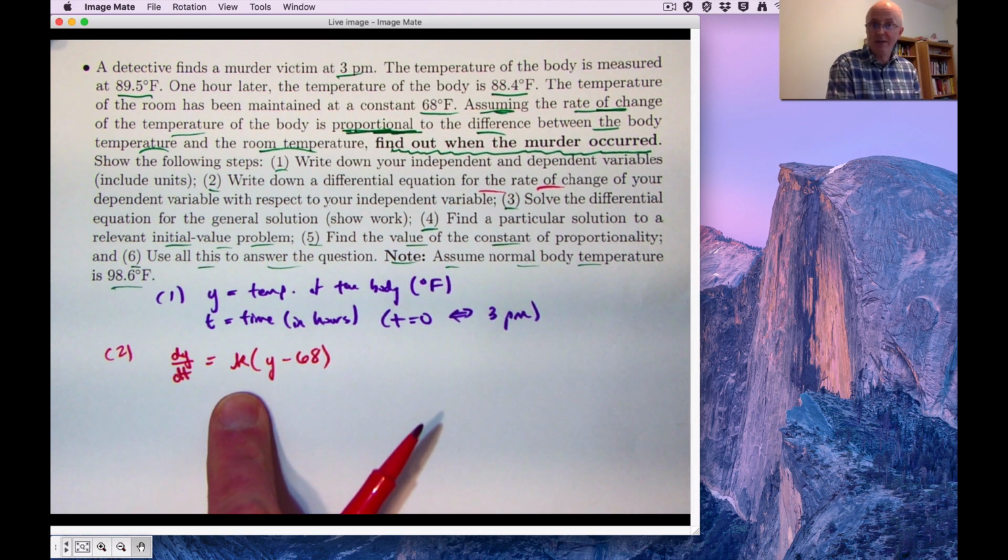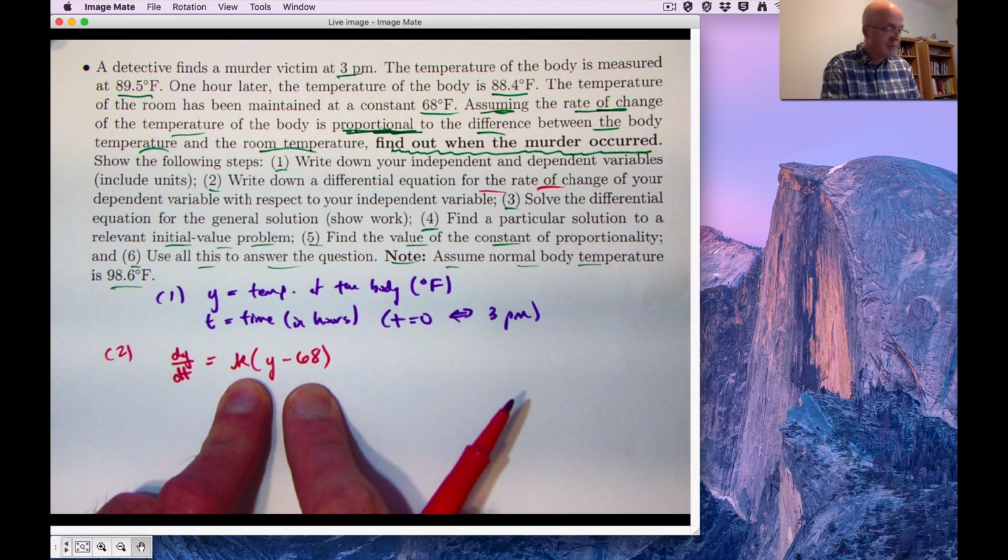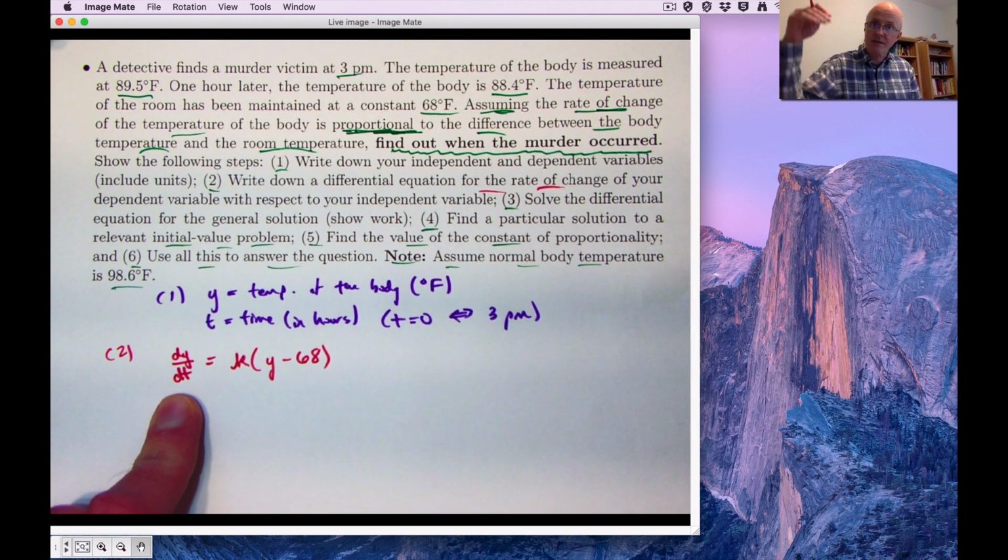k here, as I've written it right now, is actually not the constant of proportionality unless I allow it to be negative. It is going to be a negative constant of proportionality here because when the body's cooling and starts out higher than 68, y minus 68 will be positive, but dy dt will be negative. The slope of the solution will have to be negative. The temperature is going down over time.